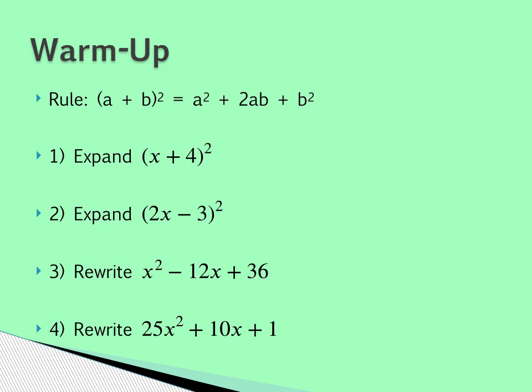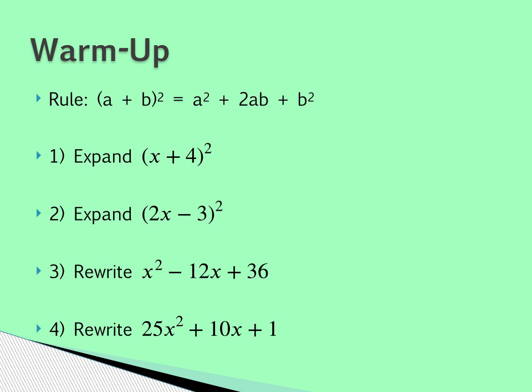So as a warm-up here, I've got the rule of the quantity a plus b squared equals a squared plus 2ab plus b squared. This sometimes gets referred to as the perfect square trinomial rule. And so basically what that means is if you have a binomial squared, it's important that you don't just square the first and the second term. That's not how squaring works.